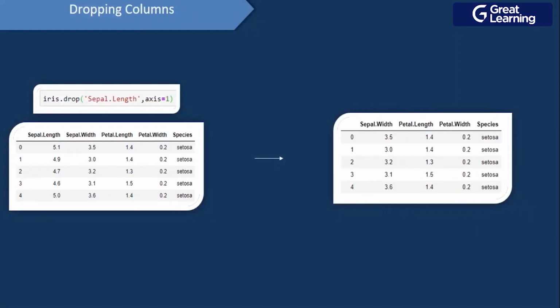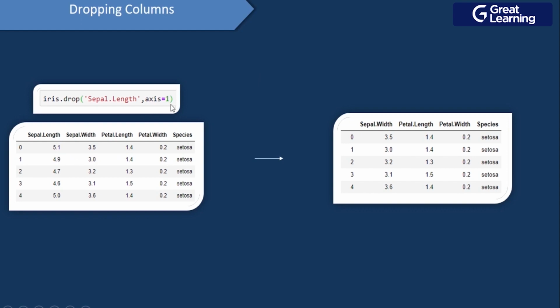Now we'll see how to drop a particular column. So many a times it would happen that not all columns which are present in a data frame are important. So from this entire data frame, if we want to drop a particular column, then we can just go ahead and use the drop method. So here I'll have iris.drop, and I am dropping or removing the sepal length column from this entire data frame.